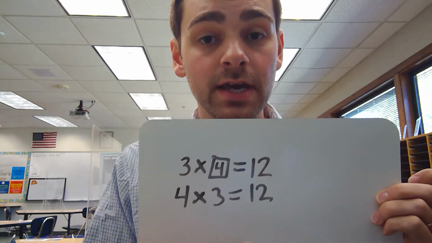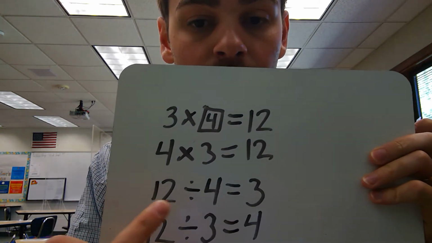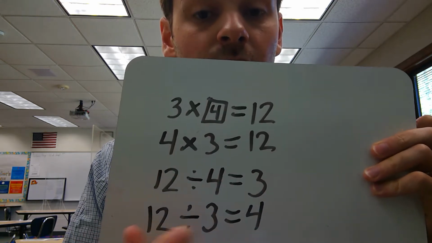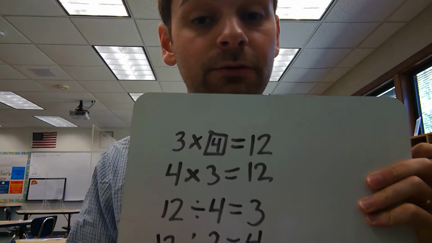So if this is true, then I also know that 12 divided by 4 equals 3, and 12 divided by 3 equals 4. Now my original problem is 12 divided by 3, and I'm trying to figure out what the answer is to that. But as you can see here, 12 divided by 4 equals 3. So that means the reverse is true. 12 divided by 3 equals 4, because that's how a fact family works.